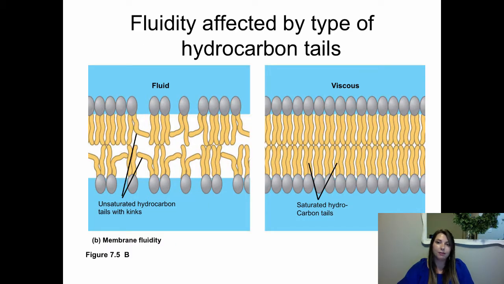Again, fluidity is affected by the types of hydrocarbon tails. We can see here that we have more unsaturated hydrocarbon tails. We see that little kink that I was talking about where we have that double bond. So we have more space, so we're going to have more lateral movement between these phospholipids, whereas we have a more viscous solution over here, meaning that it's thicker. We have more saturated hydrocarbons, so there's no double bond, so all the tails are super straight and going to be really compact, so it's not going to be nearly as fluid.